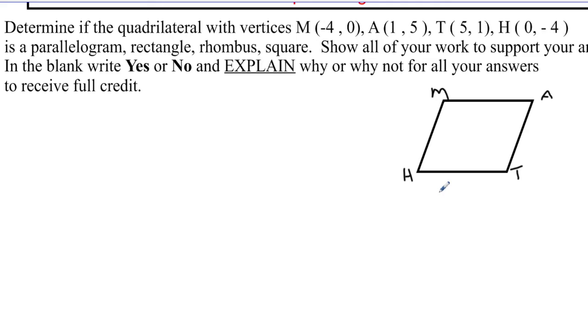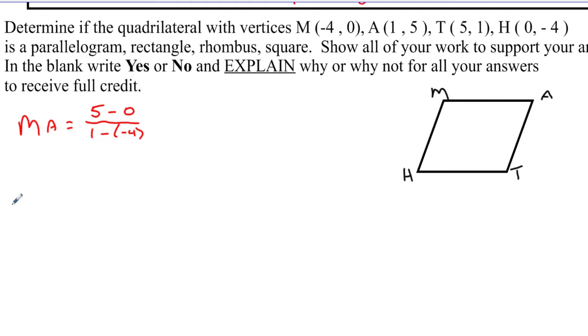And on a coordinate plane, we do that by showing that they have the same slope. So I'm going to use my slope formula on MA. Okay, and remember, slope is subtract my y's. So that would be, in this case, 5 minus 0. And on the bottom, I'm going to subtract my x's, being careful that I do 1 minus negative 4.